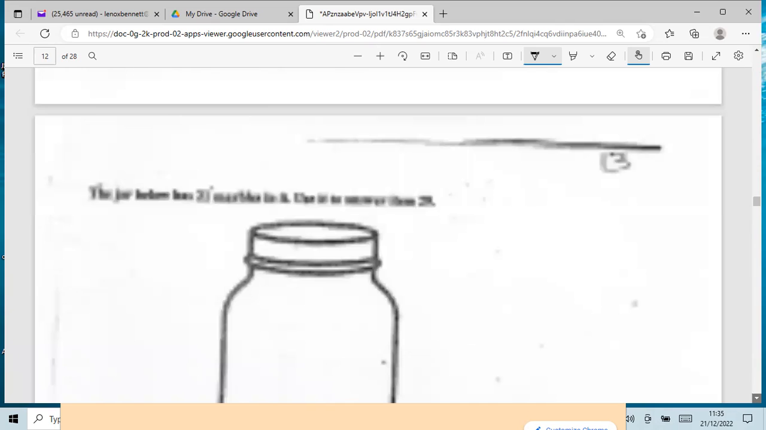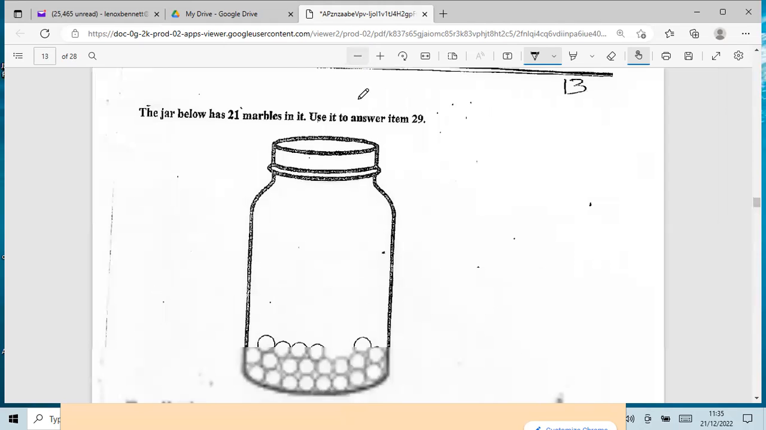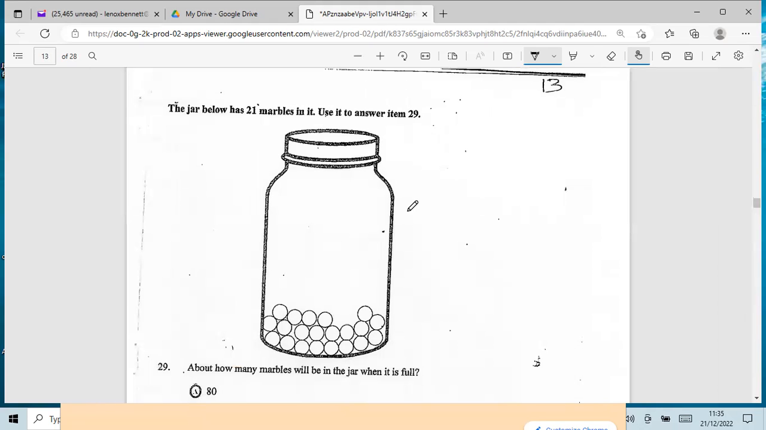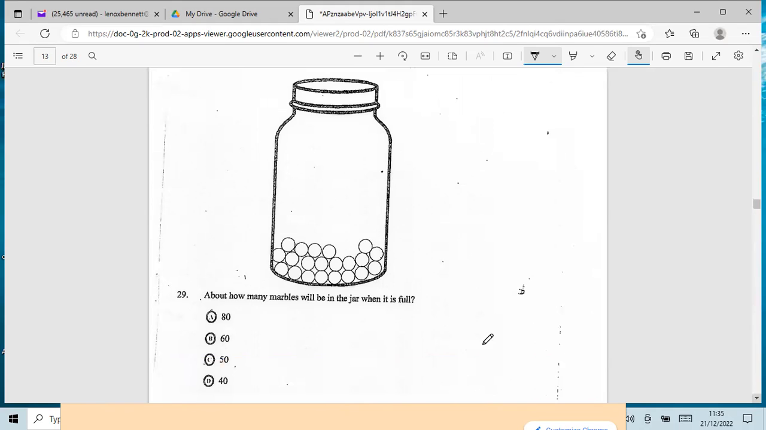All right, guys, I know it's been a long day, but we're coming to the end, guys. Let's look at this one now, and this is 29. The jar below has 21 marbles in it. Use it to answer item 29. How many marbles? About how many marbles will be in the jar when it's full? This is a dangerous question. Guys, about how many marbles will be in the jar when it's full? You can talk freely. What do you think?